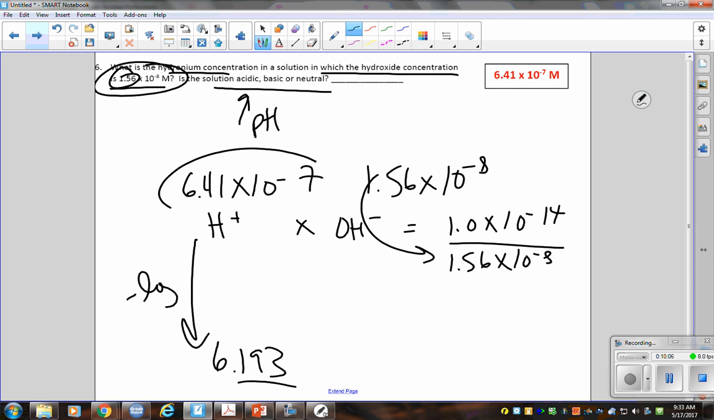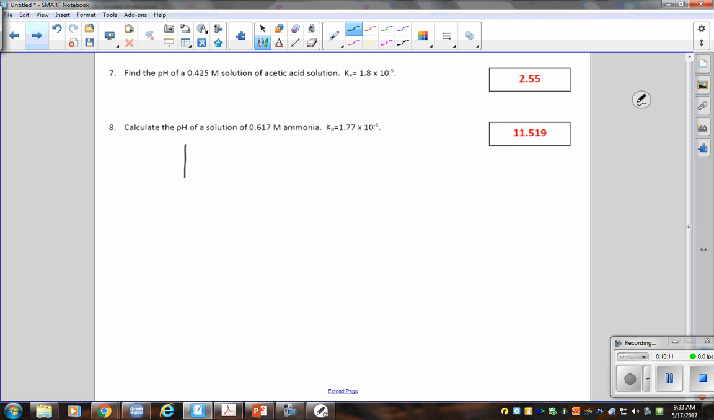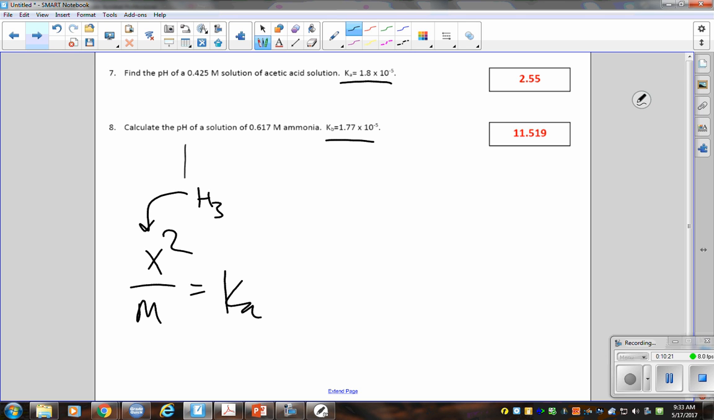Now, whenever you see a Ka or a Kb, this is the first thing you think of. It's x squared over molarity. If it's Ka, that means x is the same thing as H3O plus. If you get Kb, x squared over molarity, when you see the B there, it means base, which means x, when you solve for x, you're going to get OH minus.